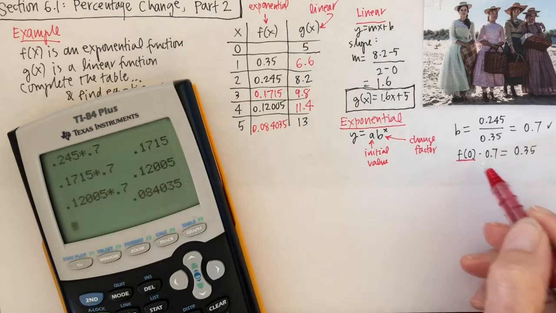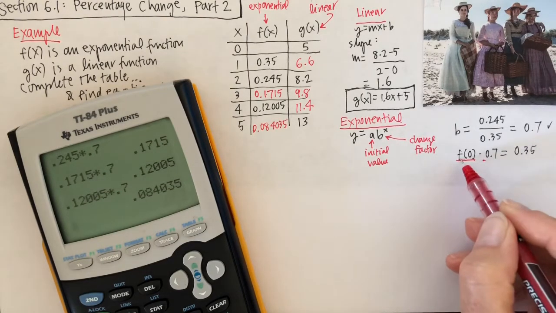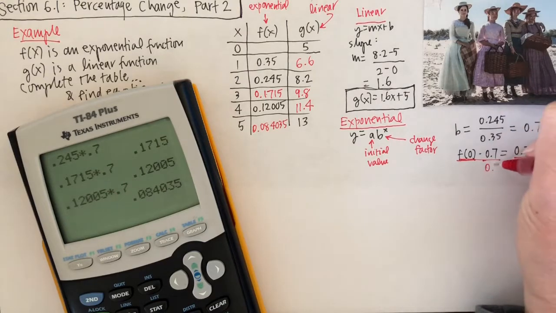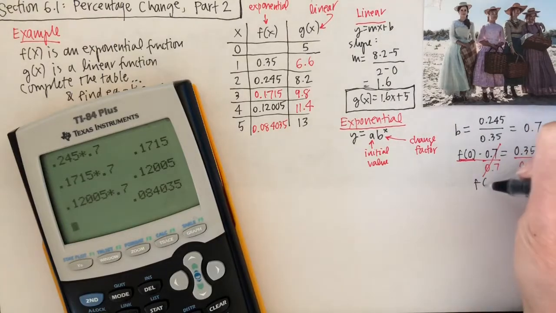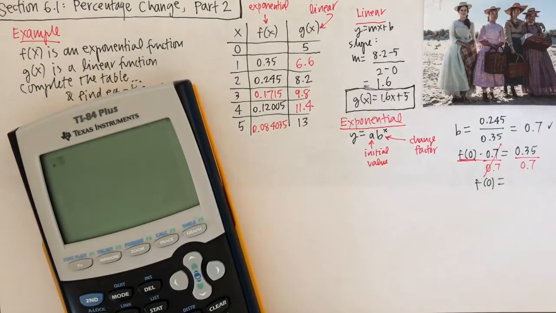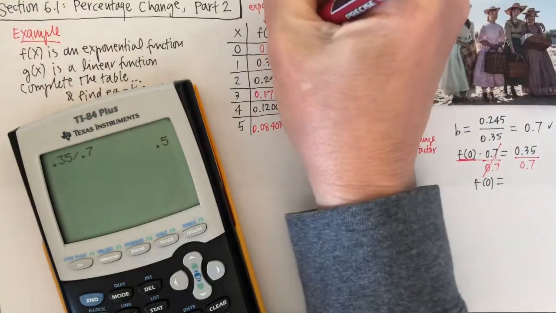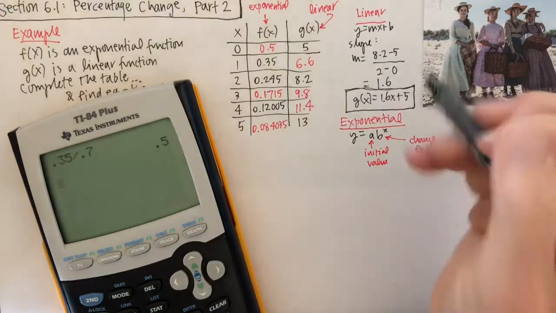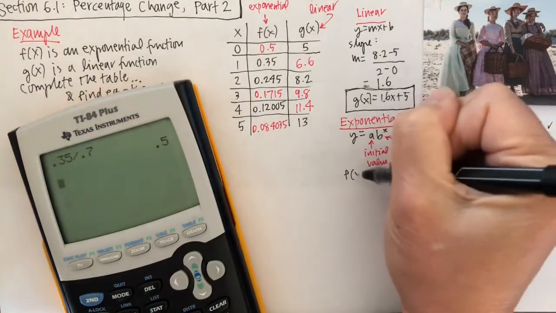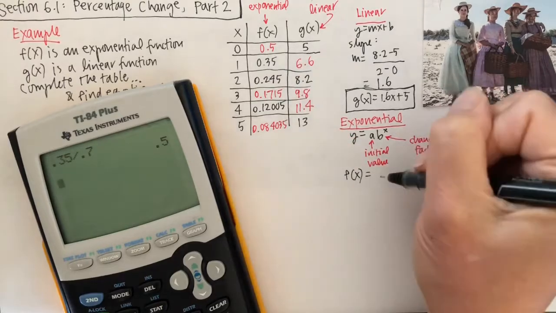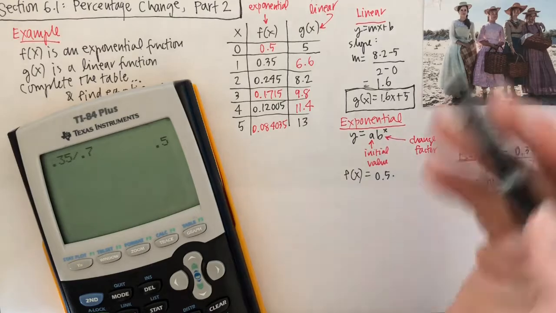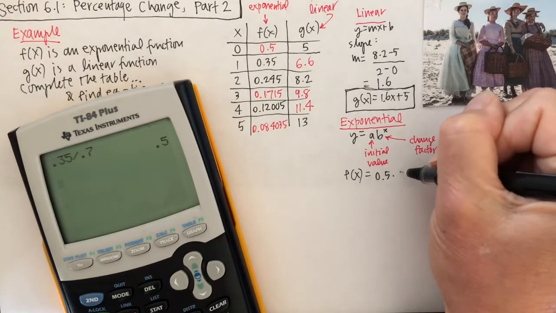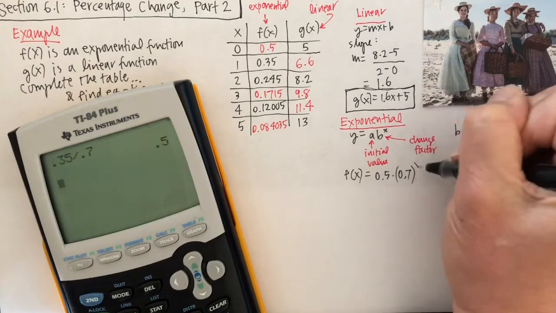I'll find this guy by just solving. So I'll divide both sides by 0.7. This cancels, and I find out that f of 0 is 0.35 divided by 0.7, which is 0.5. Okay, I have everything I need for my exponential function. So f of x is the initial value, which I just found out was 0.5, times the change factor raised to the x power. So times 0.7 to the x.